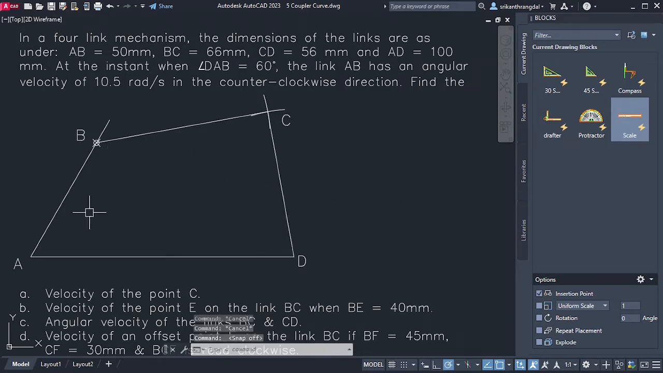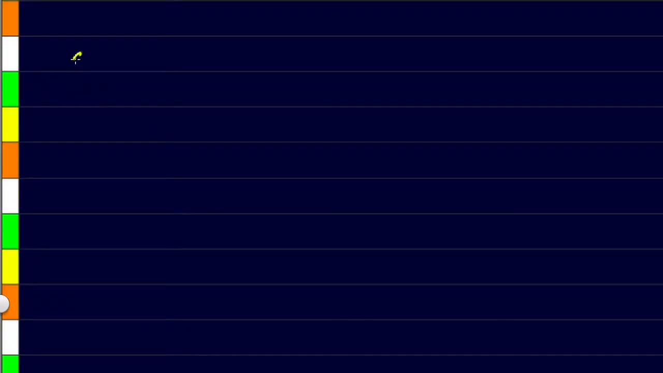Okay, so in order to start building the velocity diagram, we'll have to first calculate one of the velocities. Now we know the angular velocity of link AB, and so we can easily find the velocity of B. So let's go ahead and do that. So velocity of B with respect to A. A is of course a fixed point, so this velocity becomes the absolute velocity.